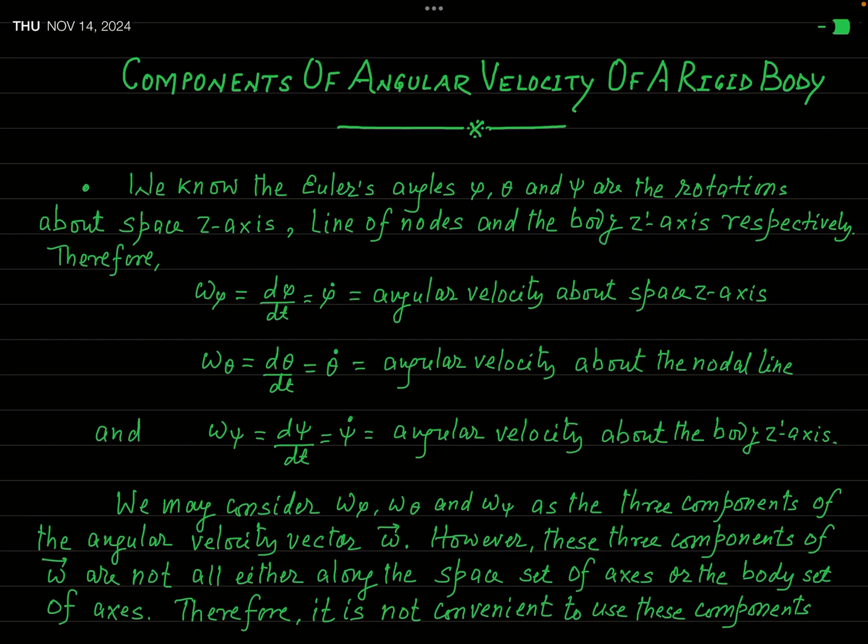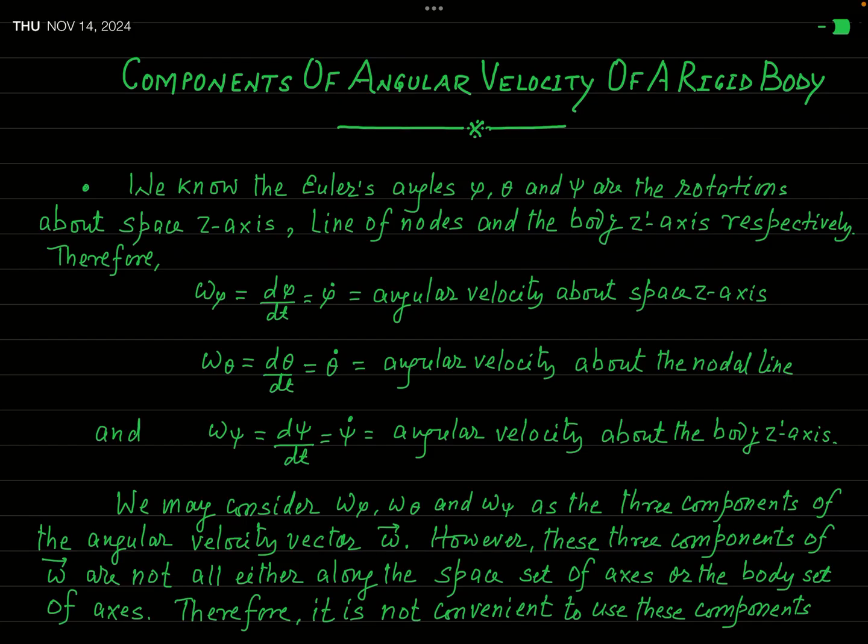When you apply the Lagrange approach for dealing with the problem of Euler's equation of motion, you will need the components of angular velocity of the rigid body, particularly with respect to the body set of coordinate axes. And apart from this, when we discuss the very important problem of motion of a symmetric top, again you will need the expressions for the components of angular velocity of a rigid body, particularly with respect to the body set of axes. So it is necessary to know how we can find the components of angular velocity of a rigid body.